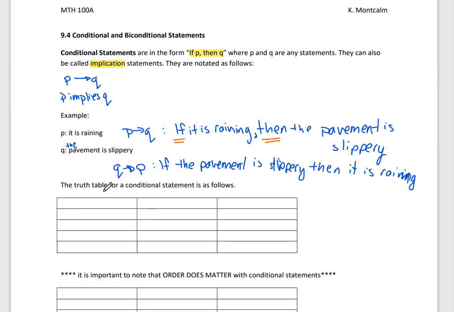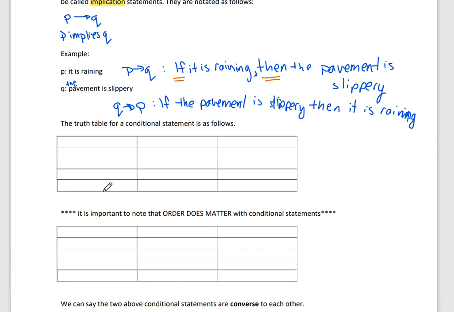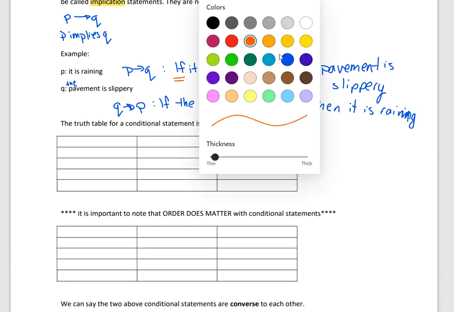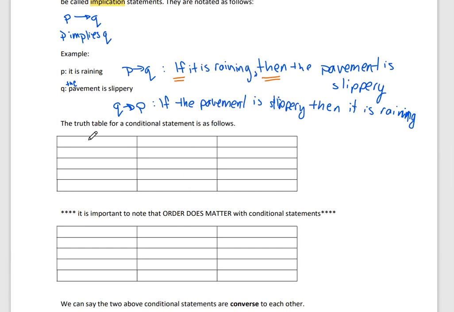So the truth table for this conditional statement, right? We're just going to do our basic truth table for P implies Q. Again, we have our P and Q. So if we're doing the truth table for P implies Q, we have 2 simple statements, right?